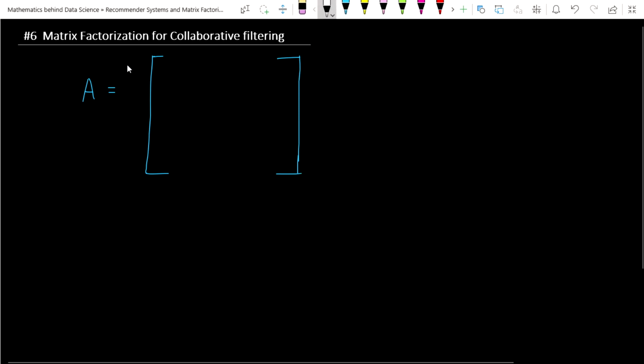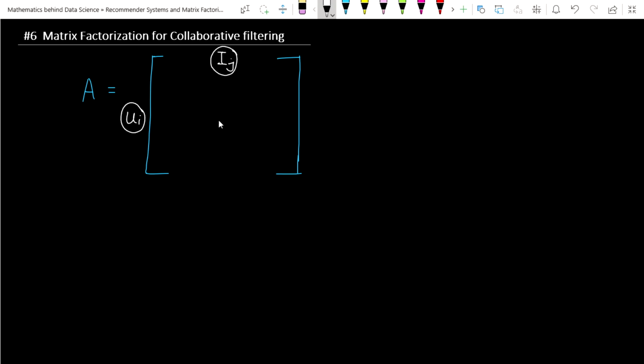The rows are denoted by the individual users, and the columns are denoted by the individual items. And these are the given ratings or watch history, some kind of rating that has been given by the users for the corresponding product.